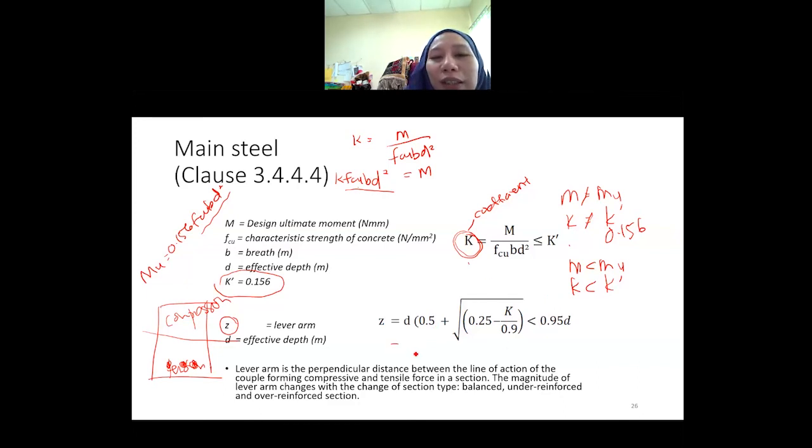So, we're going to get something dalam D. D ni effective depth. Nanti I explain apa effective depth. Effective depth tu tak sama dengan depth. Tak sama dengan height. Effective depth tu adalah benda lain. Okay, you must make sure that Z must be less than 0.95D. Why mesti less than 0.95D? Nanti saya explain bila kita kira, sebab sekarang ni susah nak cerita.